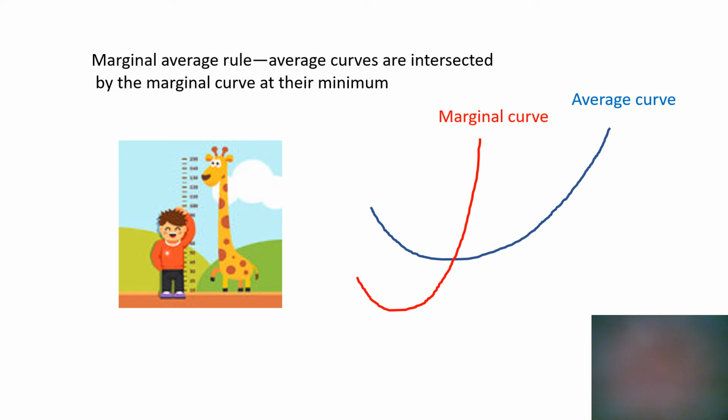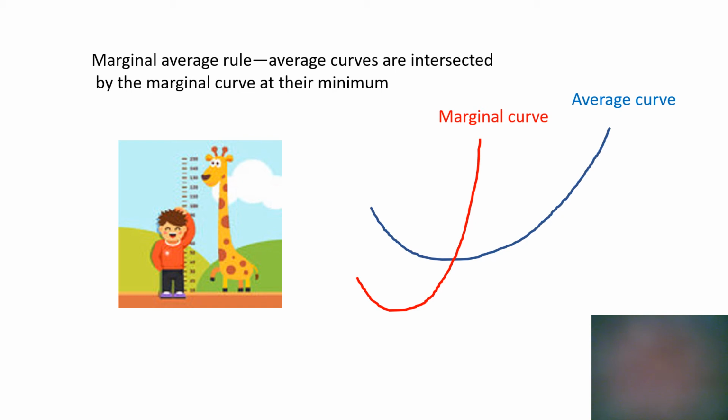I want to introduce you to the marginal average rule. This says that average curves are intersected by the marginal curve at their minimum. If we were in a room of a group of people and we had all of those people go outside, and then we said, okay, I want you to come in the room one at a time. We're going to measure the height of each person as they come in the room.